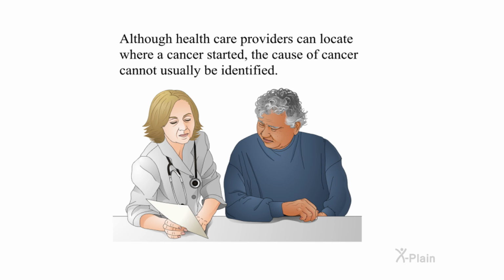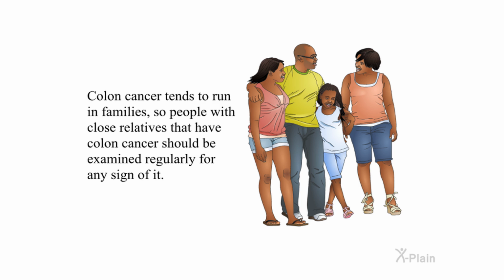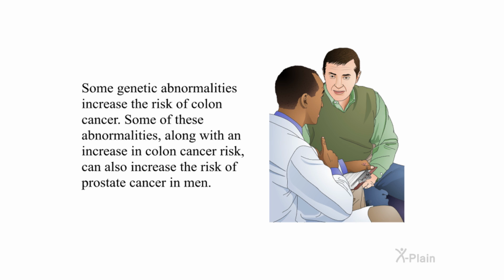Although healthcare providers can locate where a cancer started, the cause of cancer cannot usually be identified. Colon cancer tends to run in families, so people with close relatives that have colon cancer should be examined regularly for any sign of it. Some genetic abnormalities increase the risk of colon cancer. Some of these abnormalities, along with an increase in colon cancer risk, can also increase the risk of prostate cancer in men.